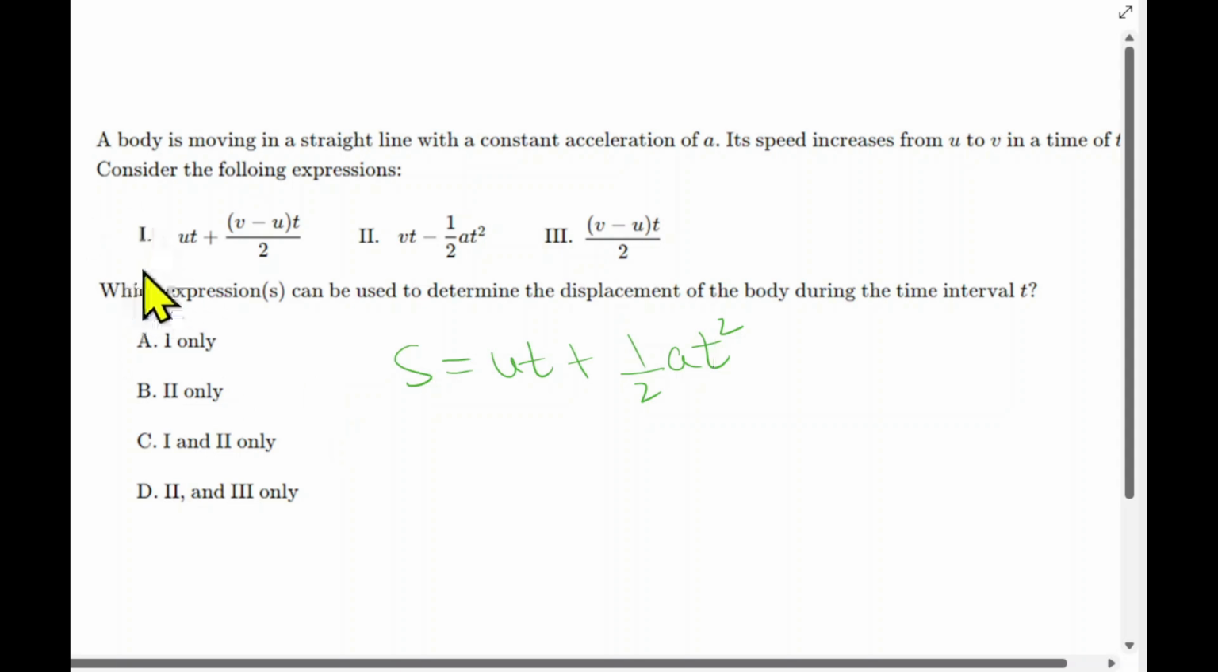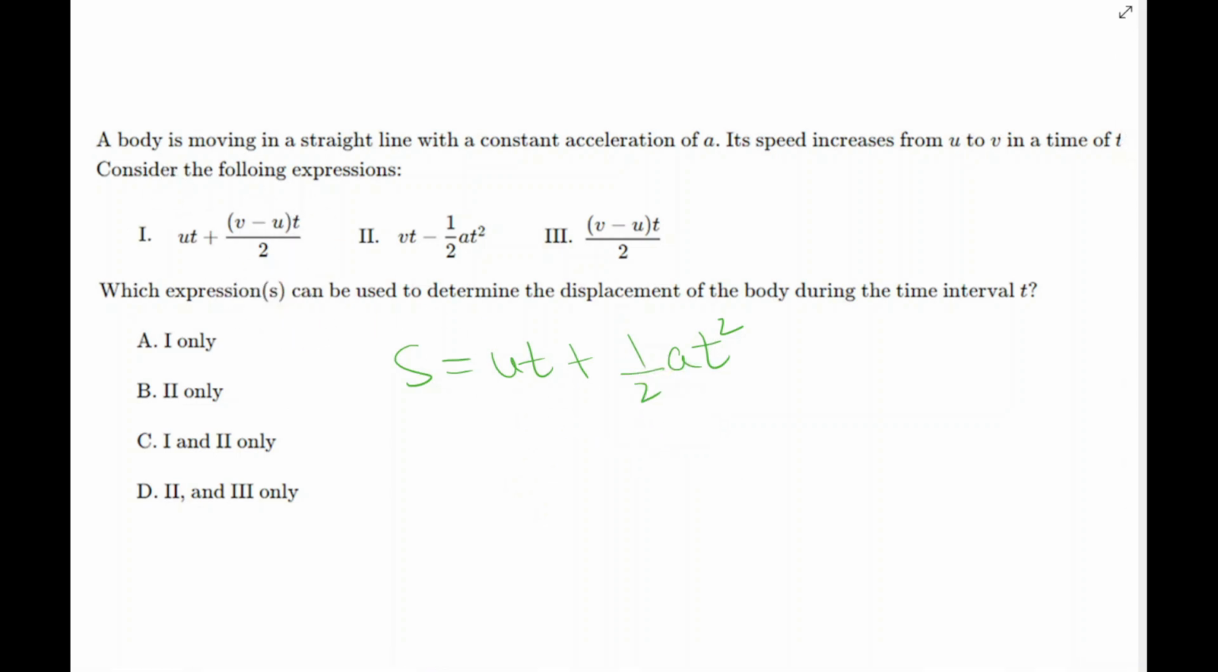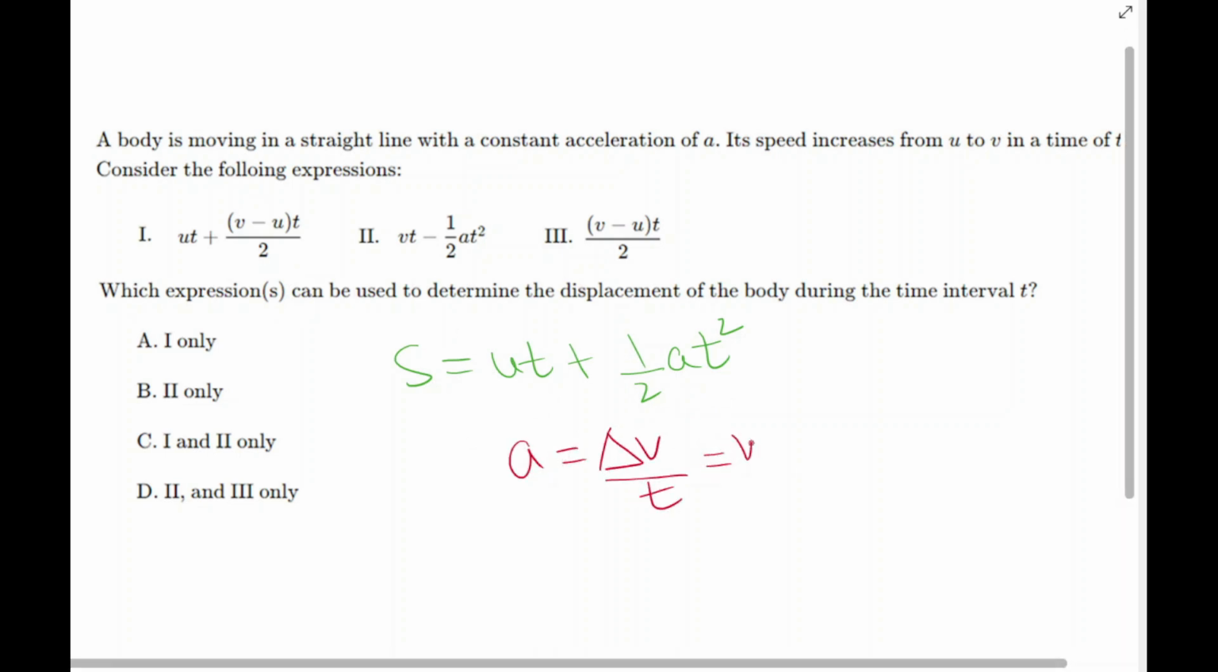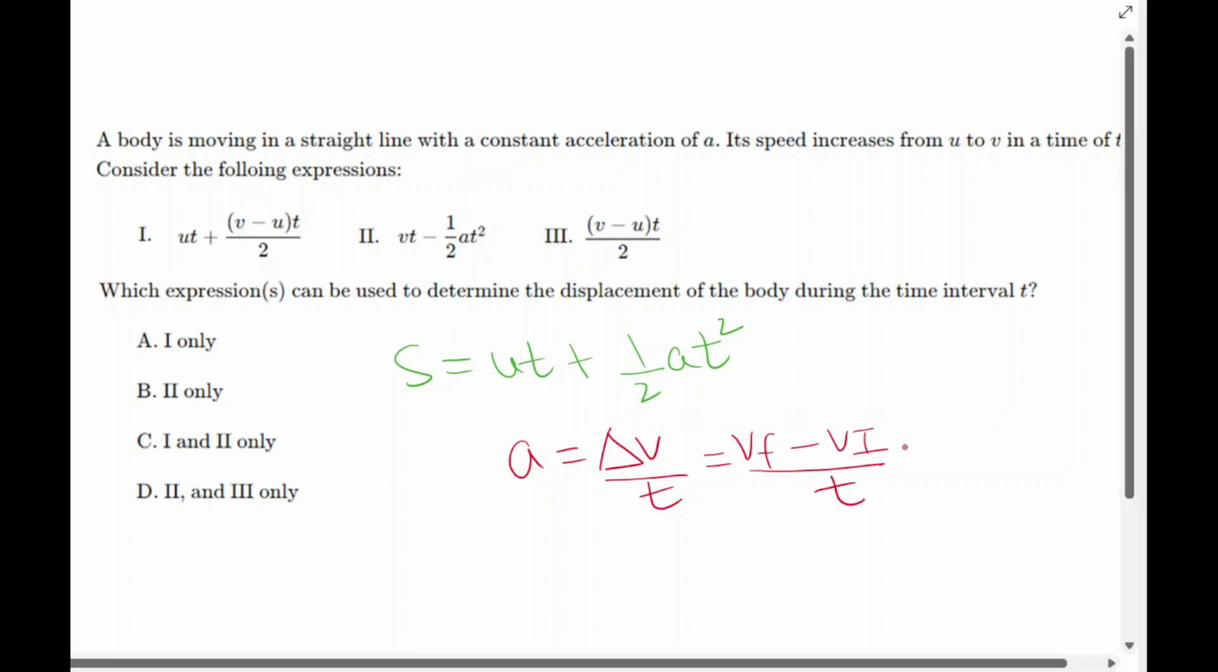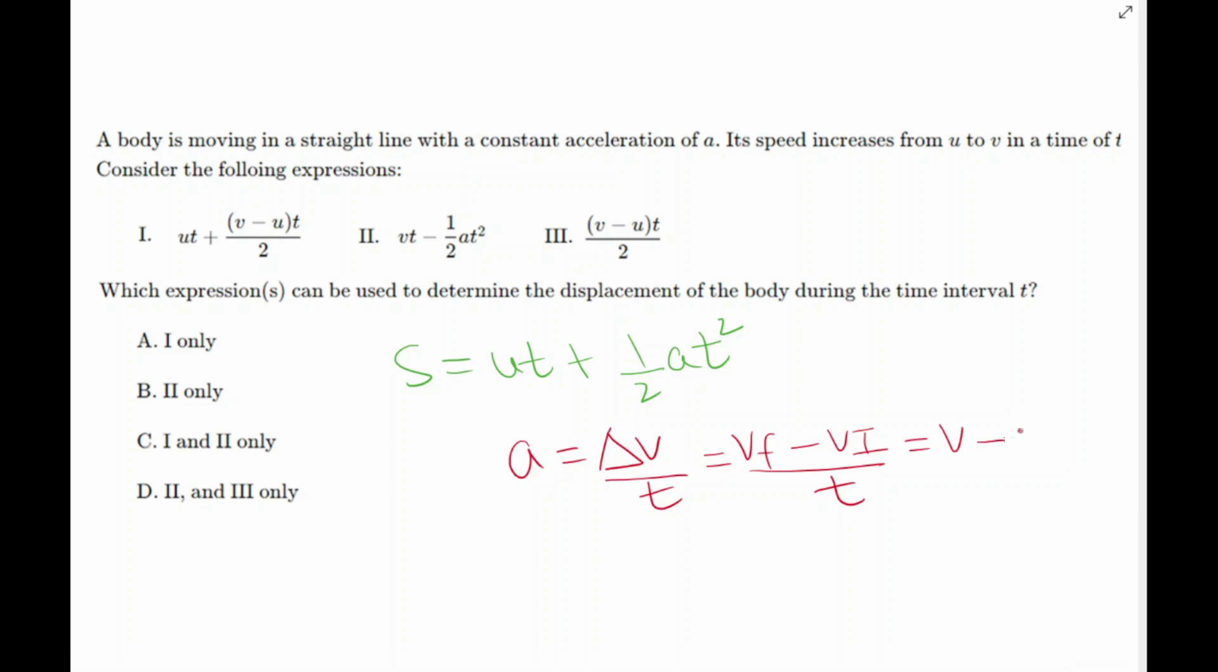So in option one, in statement one, we have ut which is present here, but we don't have the acceleration expression here. So we will go back to the basic formula for acceleration, which is the change in velocity upon time. So change in the velocity will be final velocity minus initial velocity upon time. Final velocity is v, initial velocity is given as u. So divide that by time.